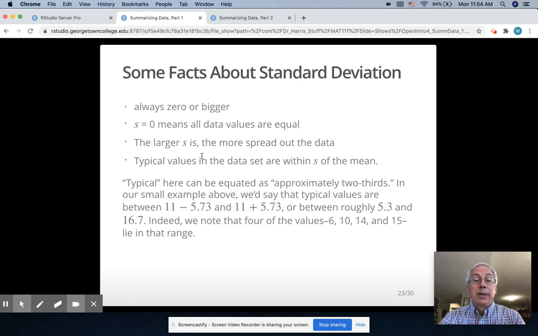And so we say that standard deviation is a measure of spread because the greater that S is, the more spread out my data is. And so if I've got a relatively small standard deviation, that means my data is kind of tightly packed together.